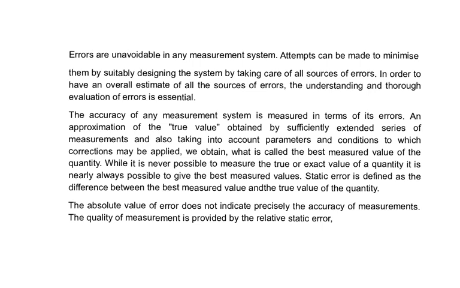While it is never possible to measure the true or exact value of a quantity, it is nearly always possible to give the best measured value. The static error is defined as the difference between the best measured value and the true value of the quantity. The absolute value of error does not indicate precisely the error of measurement. The quality of measurement is provided by the relative static error.